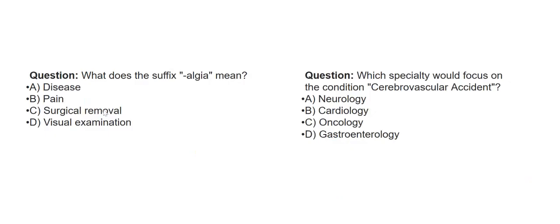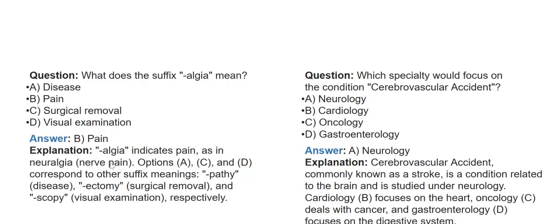Question 3. What does the suffix algia mean? We remember algia means pain, as in neuralgia, nerve pain. A. Disease, B. Pain, C. Surgical removal, or D. Visual examination. B. Pain. Algia indicates pain, as in neuralgia, nerve pain.